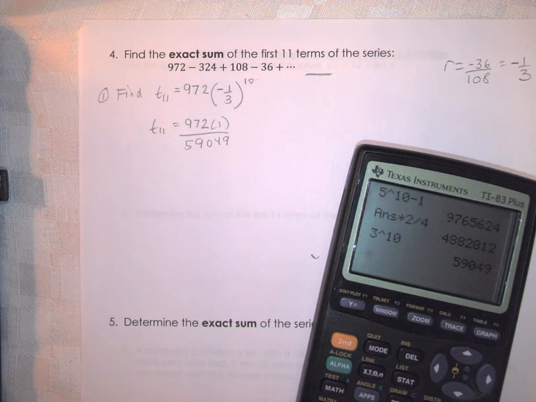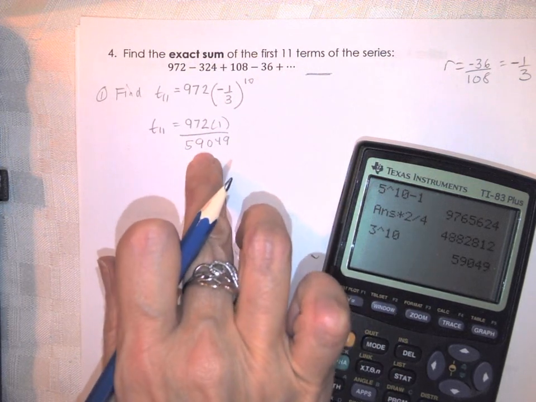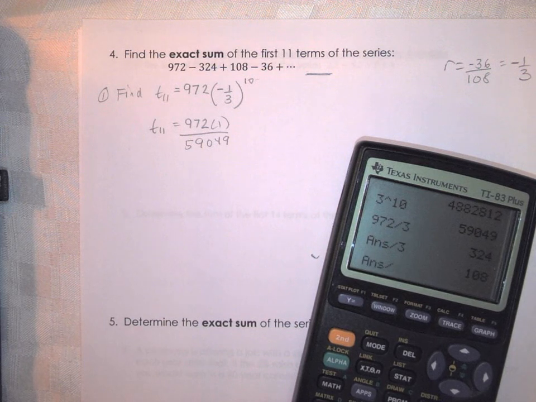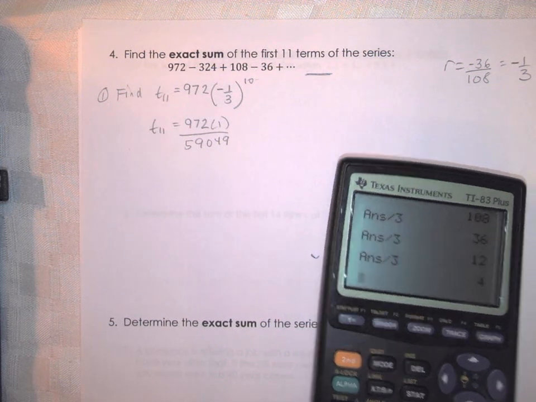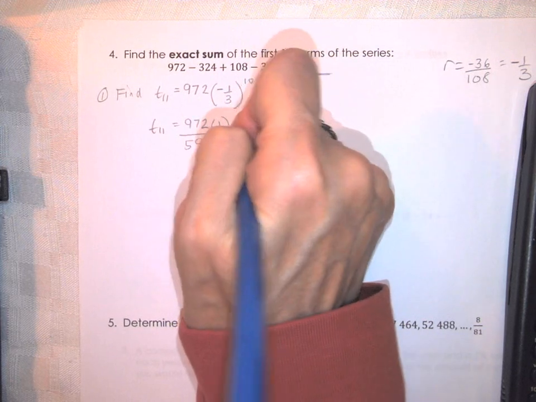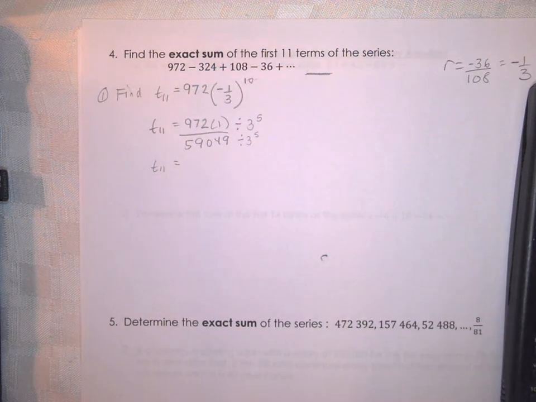And then I want to see if I can reduce that. I know that this is 3 to the power of 10, so I know 10 3's go in here. I want to see how many 3's go into 972. So I'll divide by 3, divide by 3 again, divide by 3 again. So I've divided by 3 3 times so far. Divide by 3 again, 4 times, divide by 3 again, 5 times, and then I know I can't. So I can divide by 3 5 times, or I can divide top and bottom by 3 to the power of 5. And that will give me term 11 in a way nicer format.